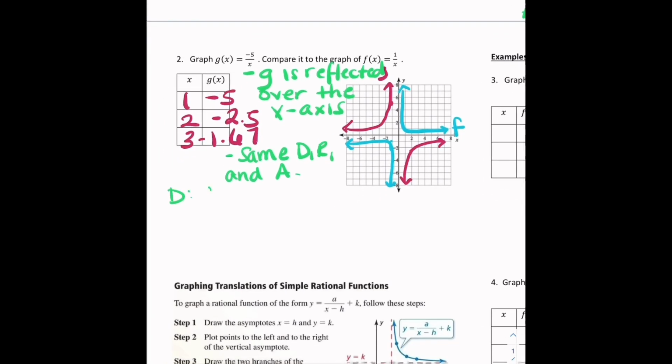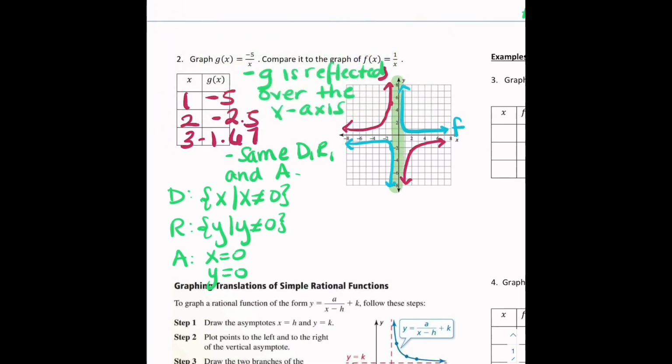The domain is the set of all real numbers x such that x cannot equal 0. The range is a set of all real numbers y such that y cannot equal 0. My asymptotes are at x equals 0 and y equals 0. I'm going to go ahead and take my highlighter, highlight my asymptotes. Again, same as the parent function because it's of the form a over x.